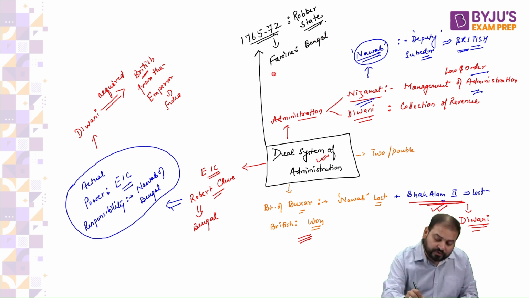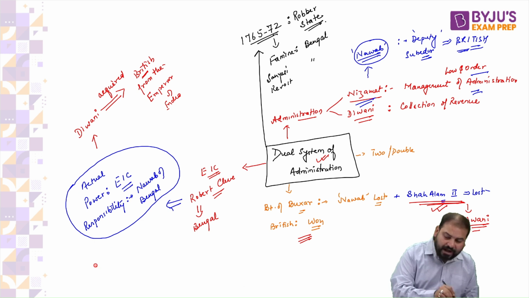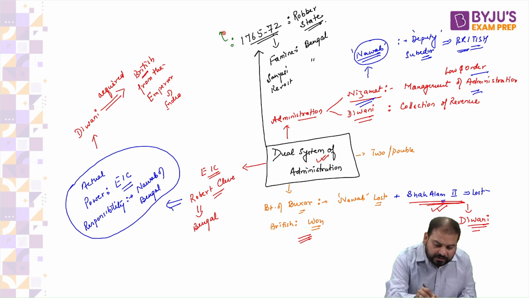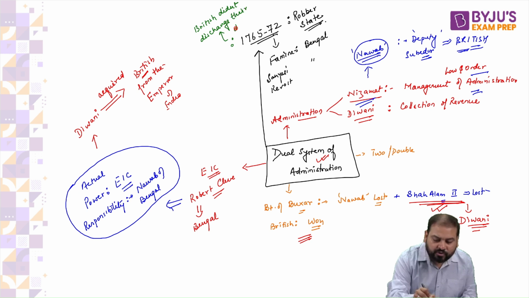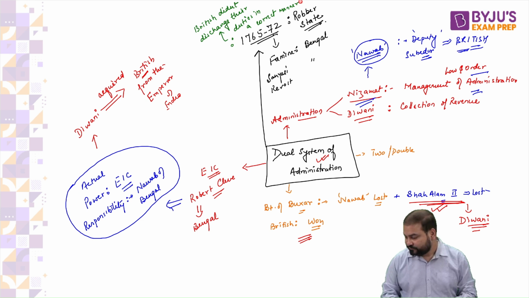There was, of course, the Sannyasi revolt in Bengal. All of these are happening mainly because the British did not discharge their duties in a correct manner. Everyone, am I clear? Yes, Bishwajit, you are correct.